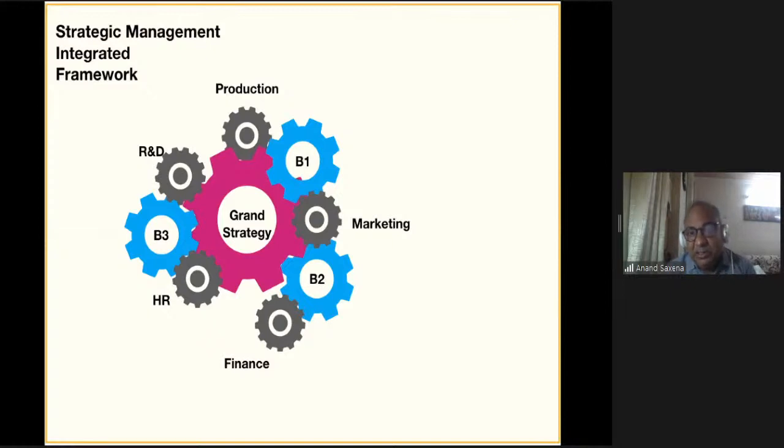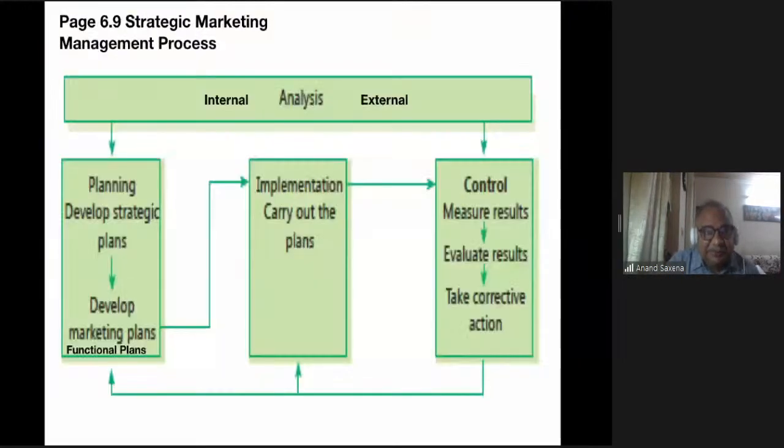That means these functionalities stand on their own when it comes to the contribution towards corporate sustainability. And it is important, therefore, to look at strategic management in an integrated fashion rather than in a hierarchical fashion. So that is the point that I wanted to make as far as these functionalities and the functional strategies are concerned.